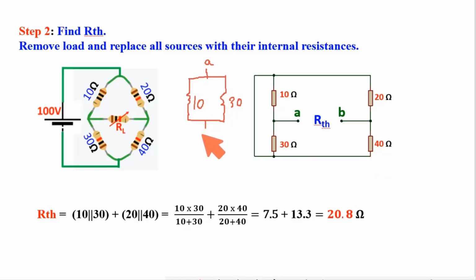So from here I get two paths, one is 20 and another is 40. These two again meet at a particular point, and from that point it is B. So this is the equivalent of this resistive network in a simpler way. Now it is very easy to understand that 10 and 30 are parallel, 20 and 40 are parallel, and the equivalents of these two are in series. So ultimately I got 20.8 ohm, this is RTH.